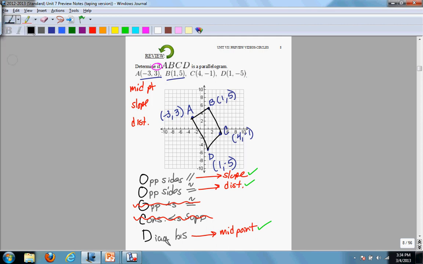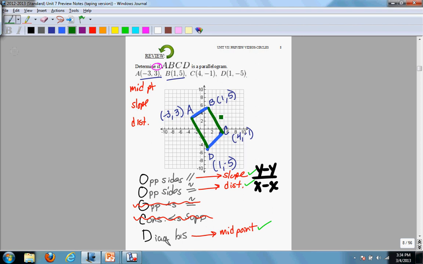So remember, slope is y minus y over x minus x. That's rise over run. So we're going to do this together. First, we're going to work these two sides and check for slope. And then we're going to do these two sides and check for slope. In fact, let's do the green first.